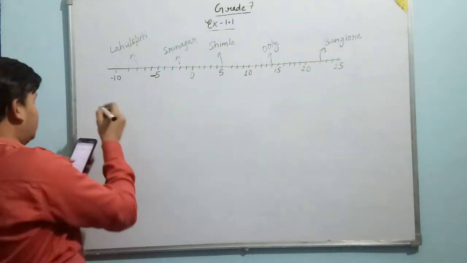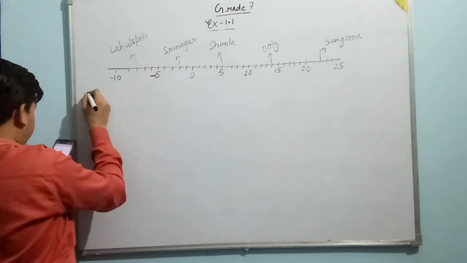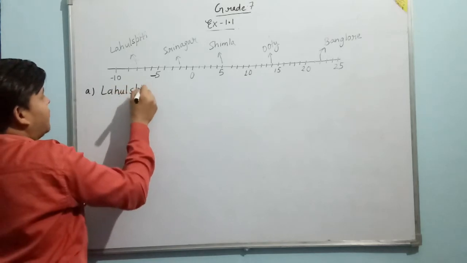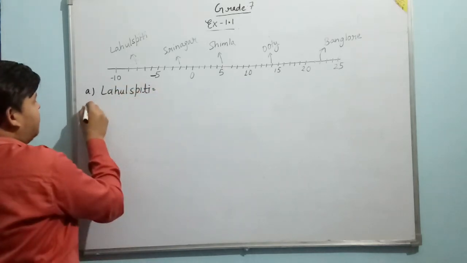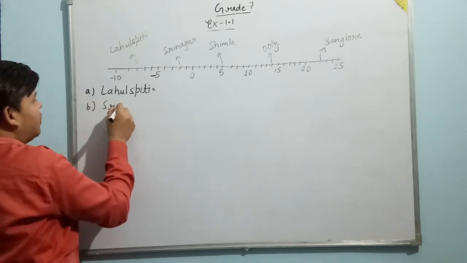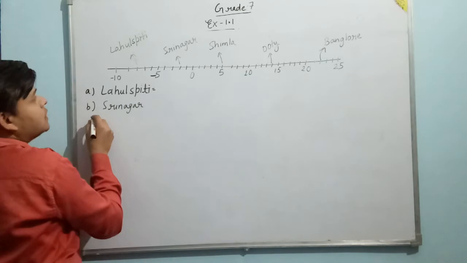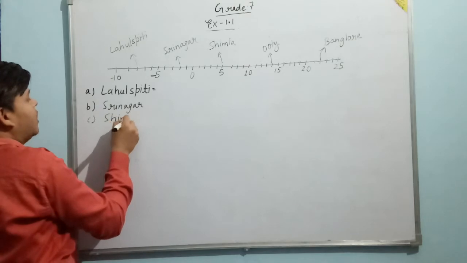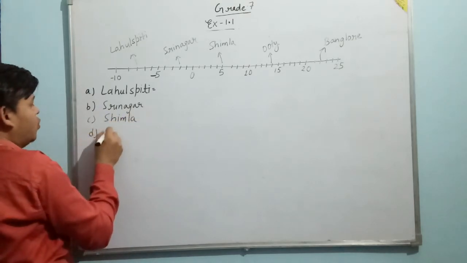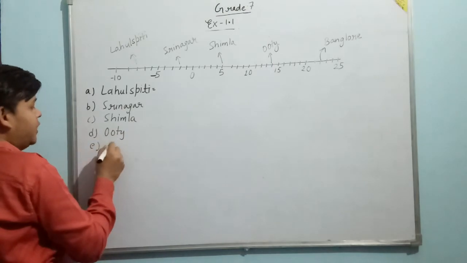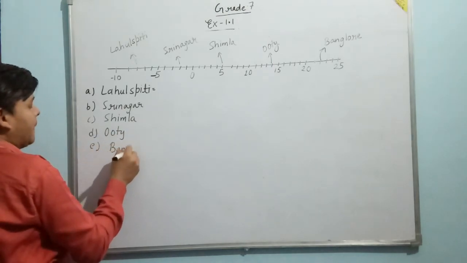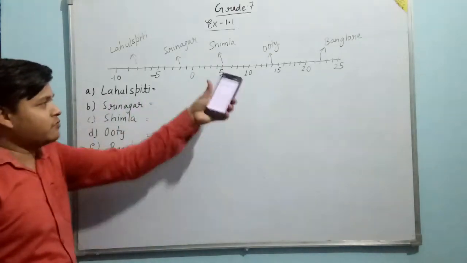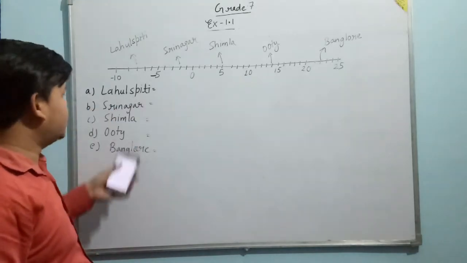So let's start with the first one, Lahaul Spiti. I'm starting here, question 1A. This is Lahaul Spiti. B is Srinagar. C is Shimla. D, Ooty. E is Bangalore. So observe the number line and check the temperature of these places which are given here.